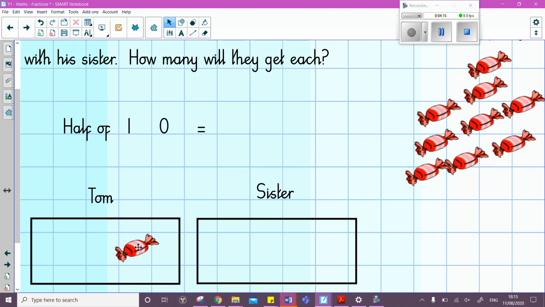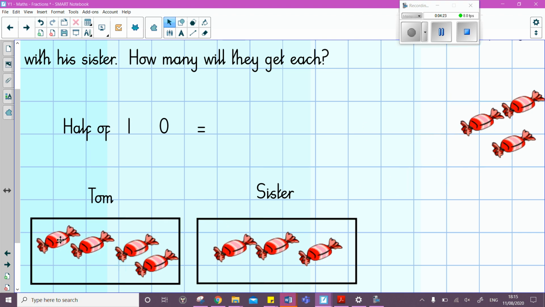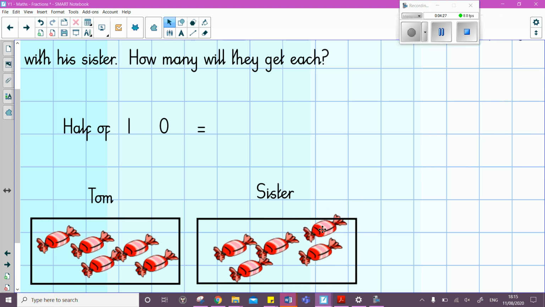So I'm going to go one for you, one for you, one for you, one for you, one for you, one for you, one for you, one for you, one for you, one for you. Now, we have shared those sweets equally because each time we have done one for Tom, one for his sister.